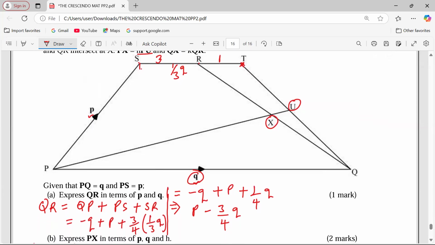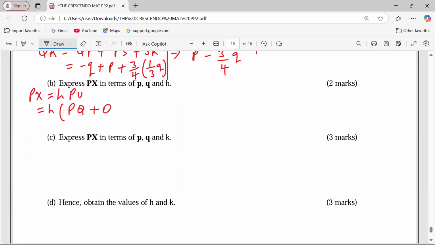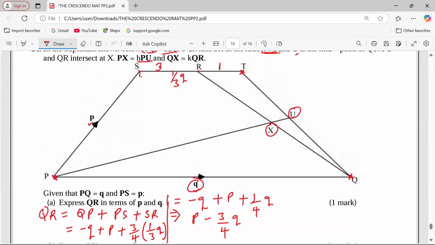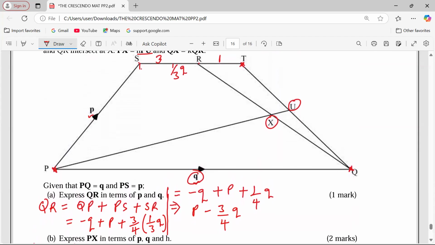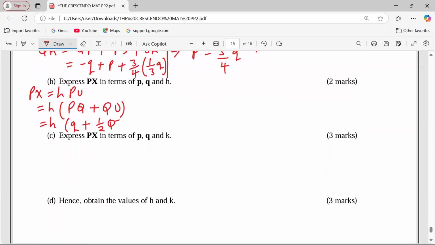So for us to get PU, we can move this way from P to X to Q, then Q to U. That way, then we talk about H into vector Q plus Q to U. Because U is the midpoint, that is half of QT. So that means, again, we have to know what QT is.